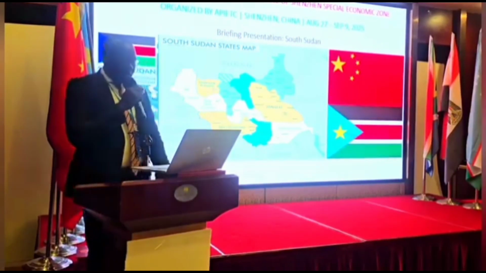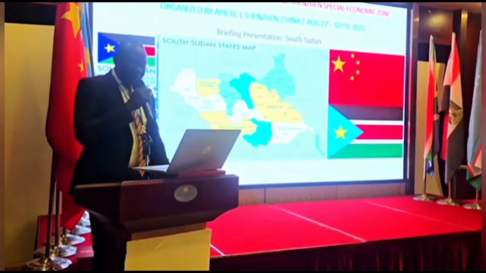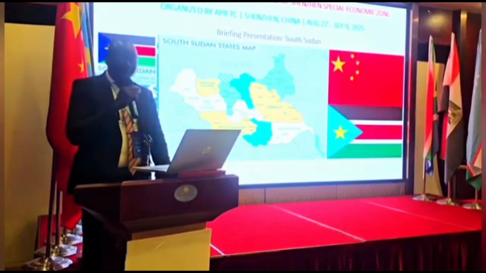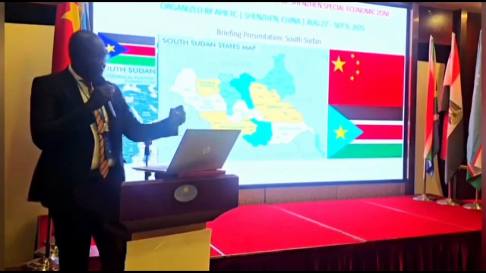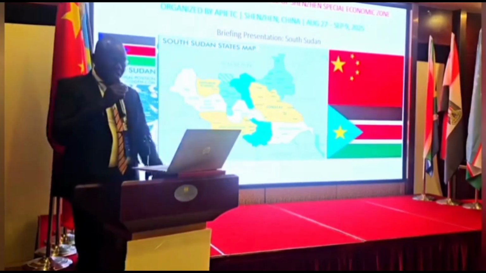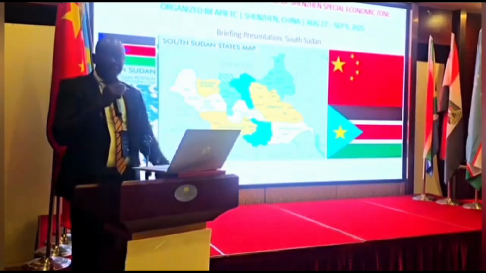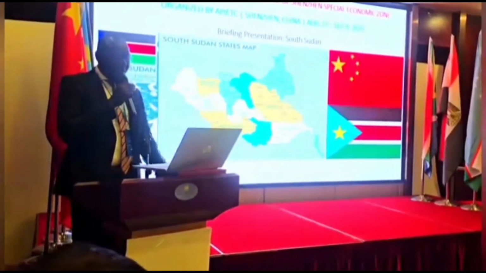Environmental overview. Climate zones of our country. South Sudan is predominantly tropical with three major climate zones: equatorial, that is high rainfall in South Sudan; tropical savanna, that is central region; and semi-arid, that is northern region.